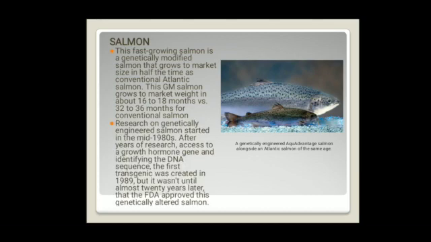Research on genetically engineered salmon started in the mid-1980s after years of research on access to the growth hormone gene and identifying the DNA sequence. The first transgenic was created in 1989, but it wasn't until almost 20 years later that the FDA approved this genetically altered salmon.